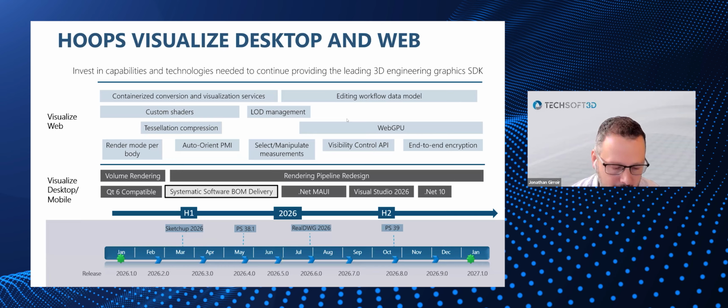We had one question about what happened to Hoops Communicator. Well, nothing. It's just been rebranded as Hoops Visualize for Web. Same product, same API. No real change to upgrade except just a new name. So that should be simple. We have another question here.